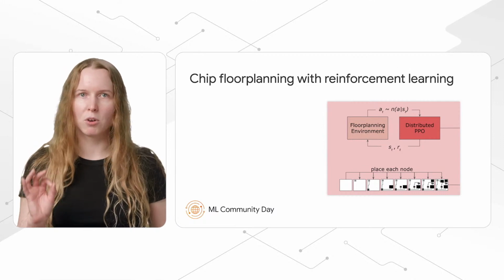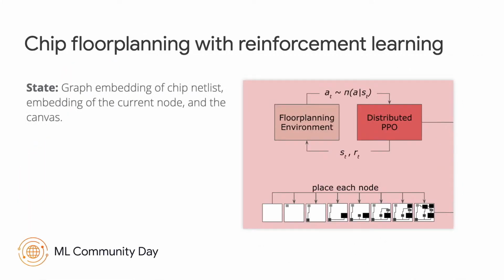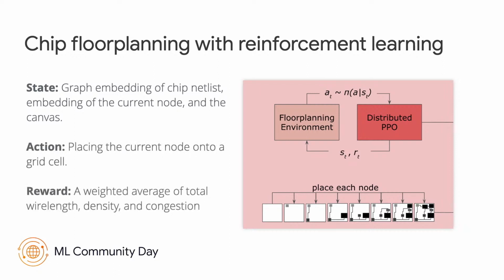So just to make this a bit more concrete, at each time step, the state is a representation of the chip netlist, a representation of the current node to place next, and a representation of the canvas onto which we need to place that node. The action is the decision about where to place that node onto this grid, and the reward is, after placing all the nodes, a weighted average of approximate wire length, density, and routing congestion.